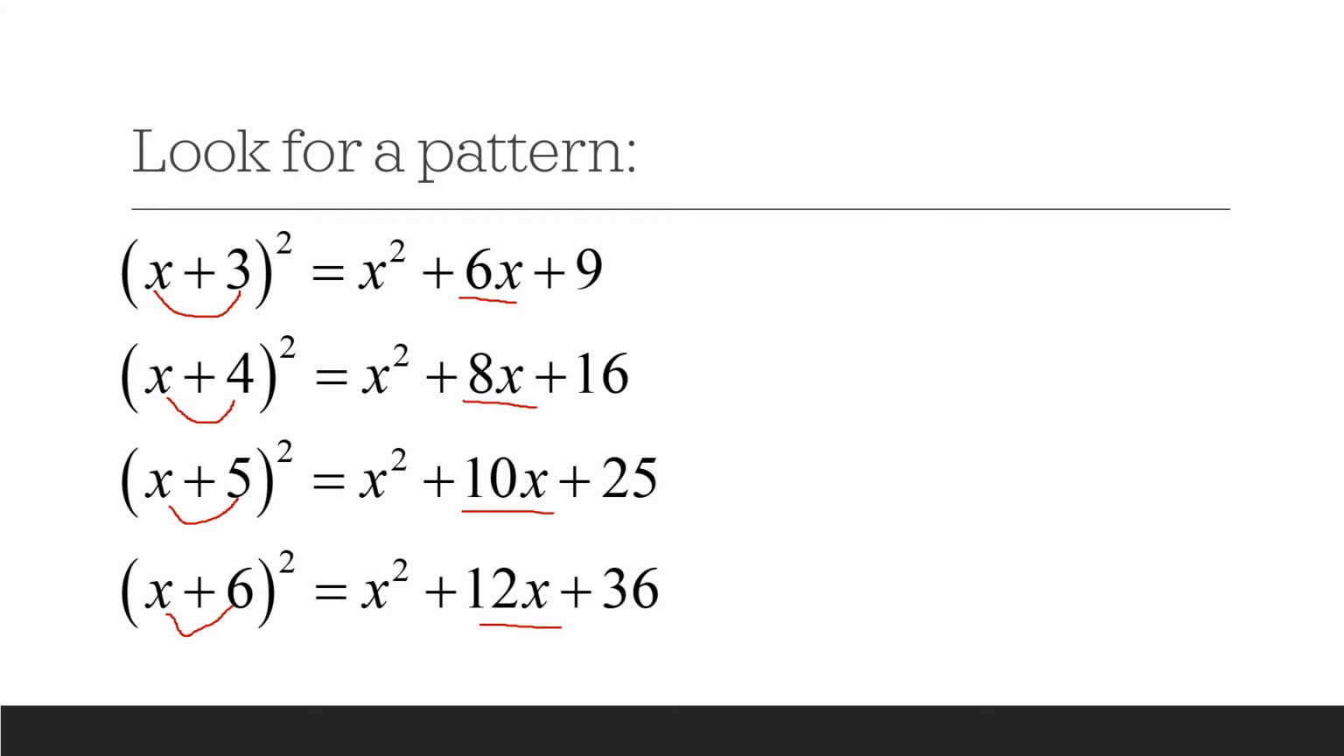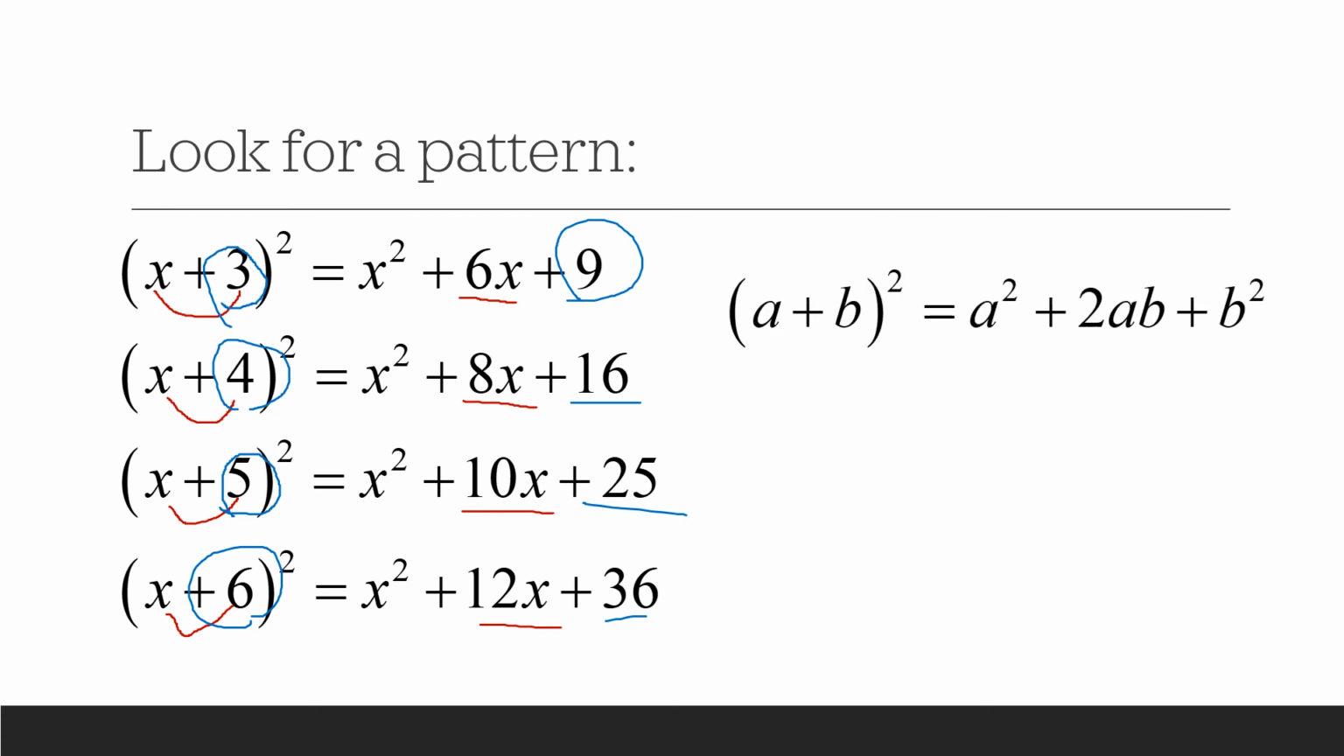You also notice there's a relationship between the 3 and the 9. 3 squared is 9. 4 squared is 16. 5 squared is 25, and 6 squared is 36. So you can see that if you have any binomial that is squared, it's always going to be the first term squared. Then the middle term is going to be by multiplying these two together and multiplying it by 2. And then the last term will just be this one squared.